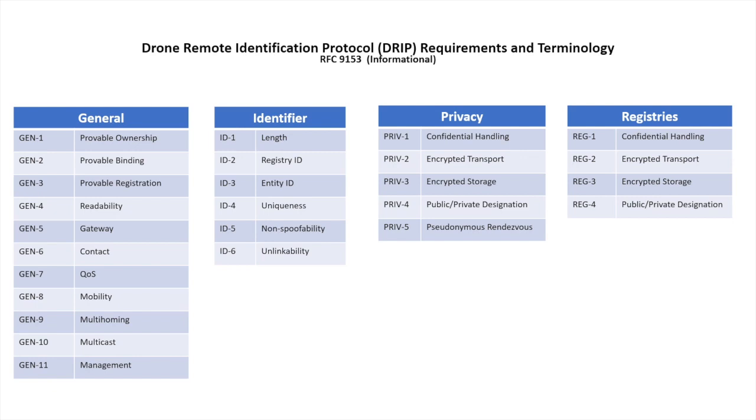It lists the technical requirements for applying IETF protocols to the unmanned aircraft system remote identification. All requirements are grouped into 4 categories: general, identifier, privacy, and registries. You can find more details about each item of requirements in the RFC document. I provide a reference for it in the video description.